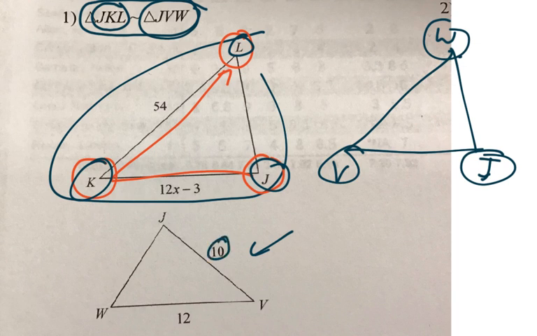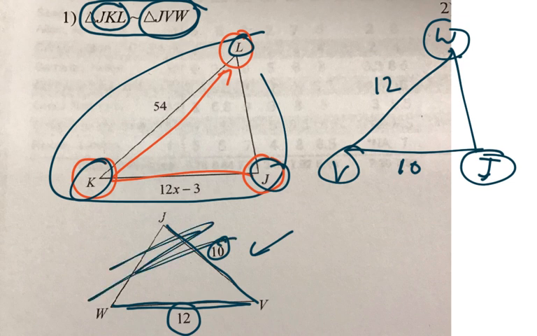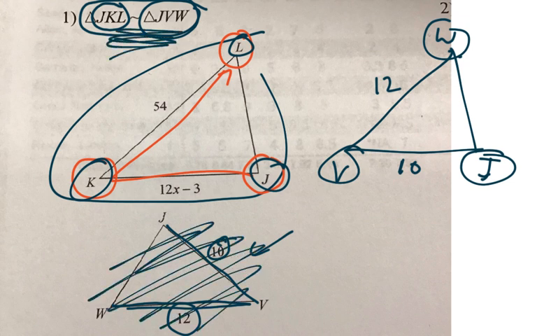Now, notice this 10 is on side JV. That's down here, you see. And notice the 12 is on this side between V and W. So 12 is here. So now that we have this little triangle redrawn, because remember, they can't lie with the name, we have it perfectly lined up.